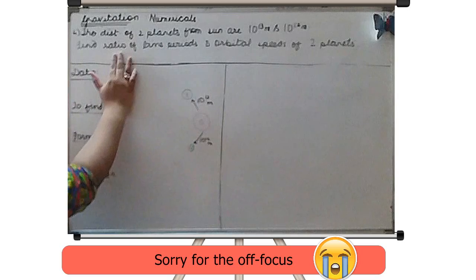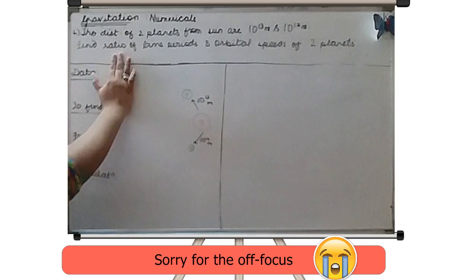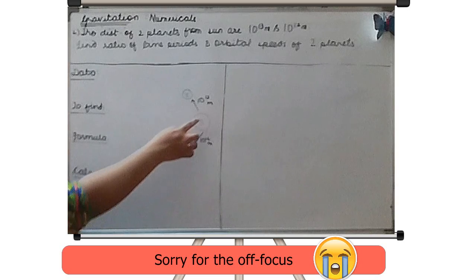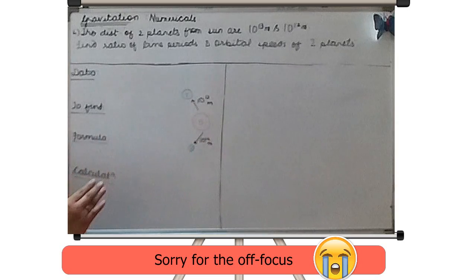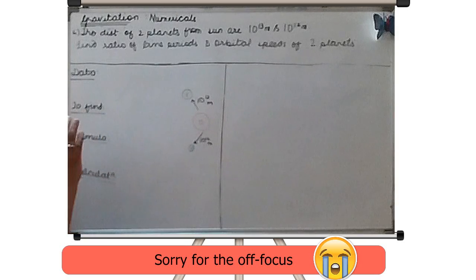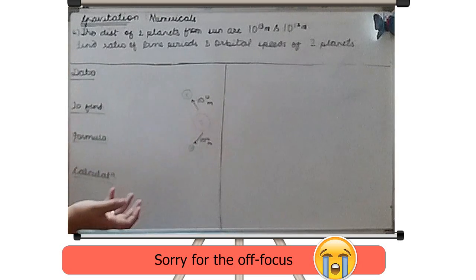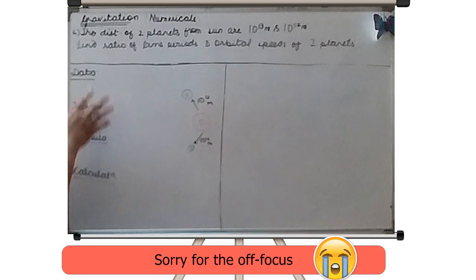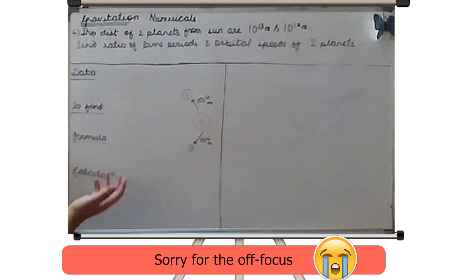The distance of two planets from Sun are 10 raised to 13 meter and 10 raised to 12 meter. Here I have constructed a rough diagram. You can also construct a rough diagram. This is presentation skills, and it would really impress the examiner, and it will help you also in imagining things. You find the ratio of time periods and orbital speeds. What are the ratios? That is T2 upon T1, and orbital speed, with which speed the two planets are revolving. That means critical velocity.